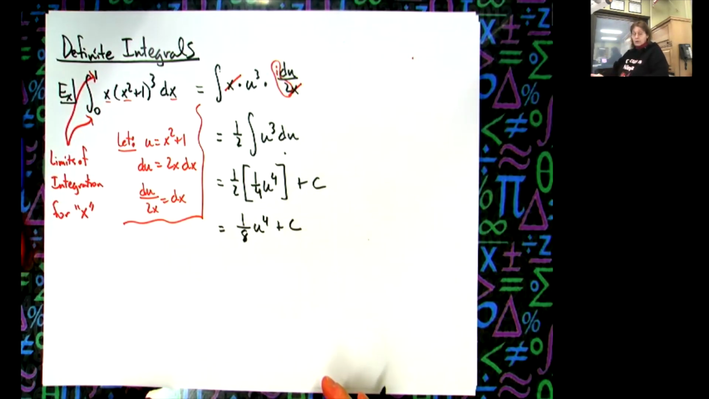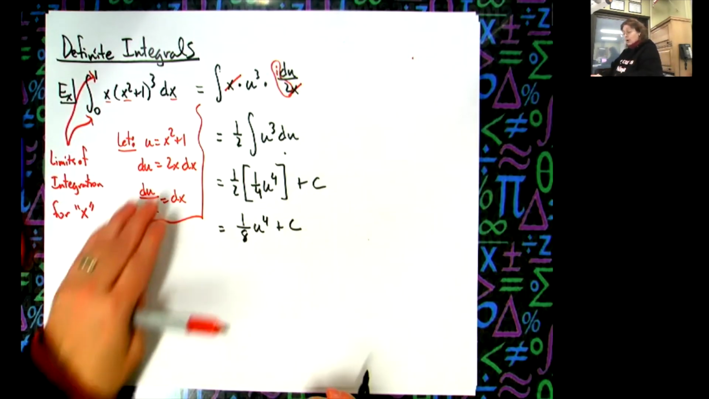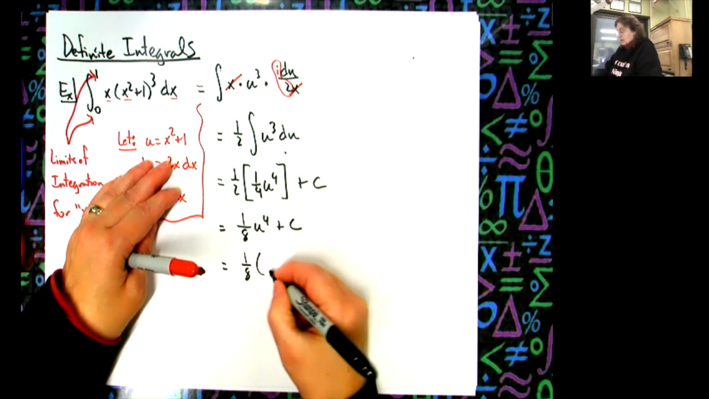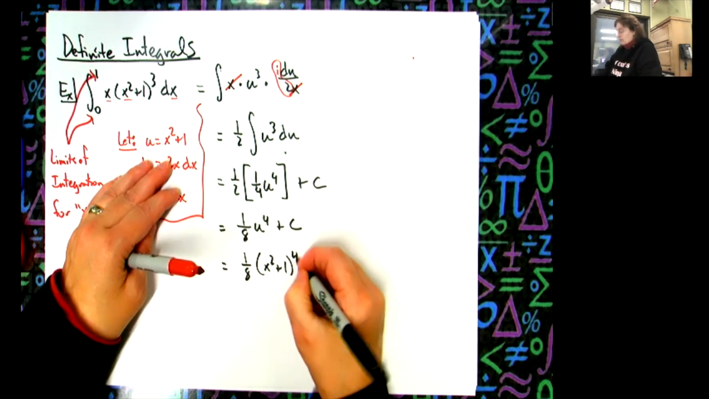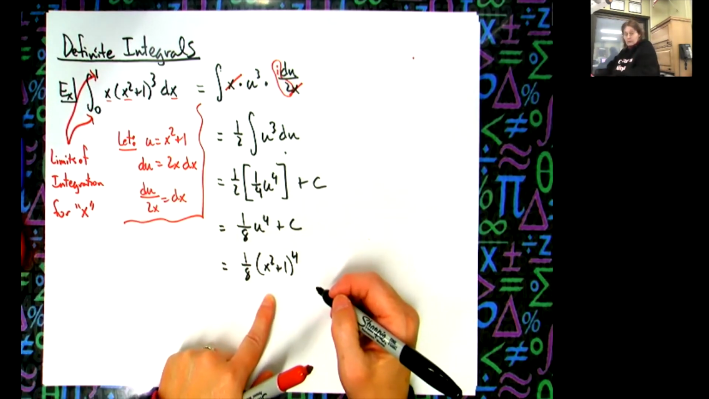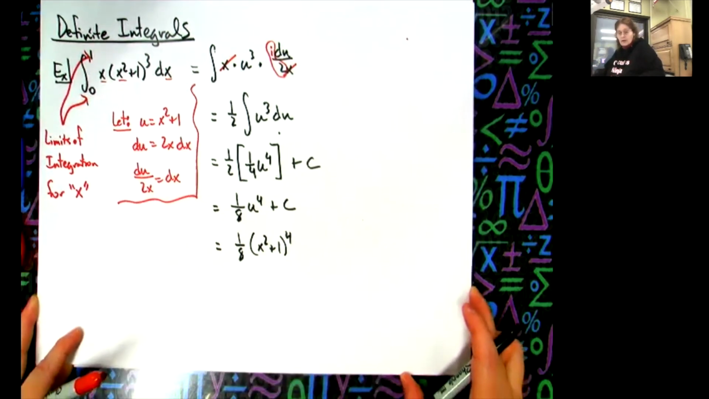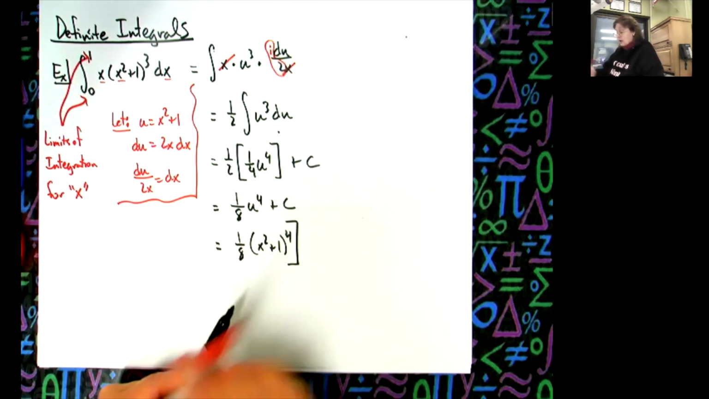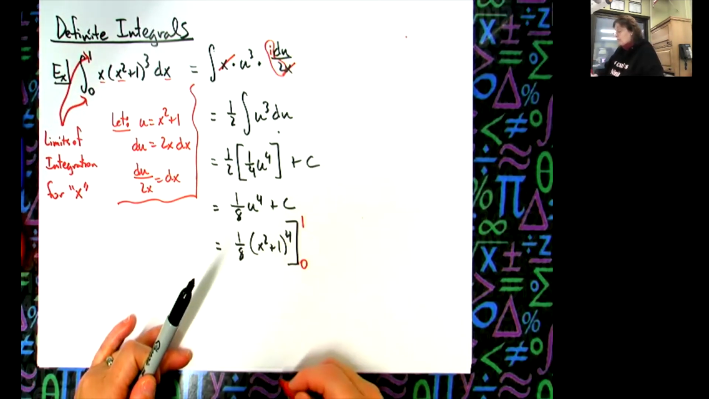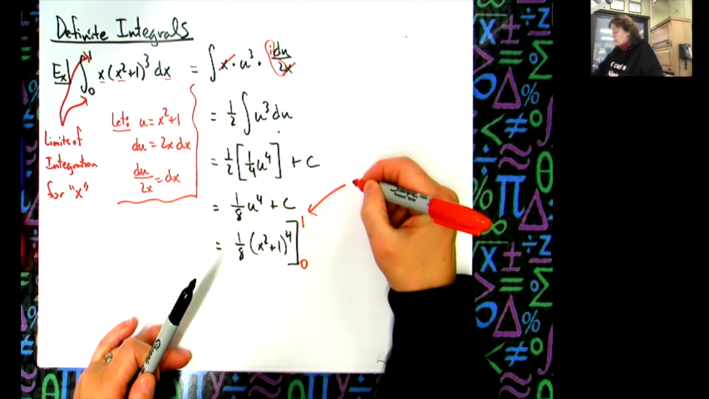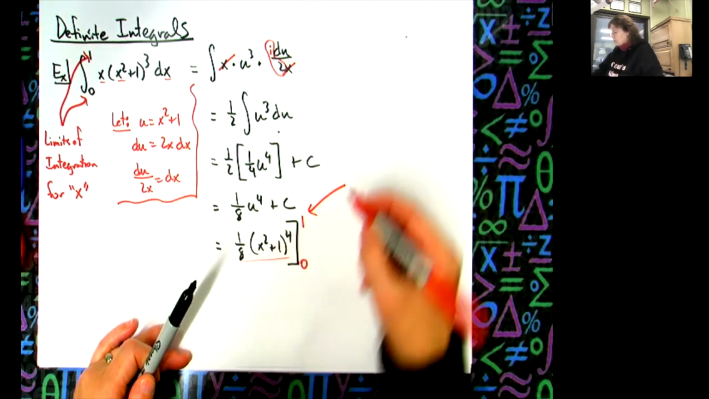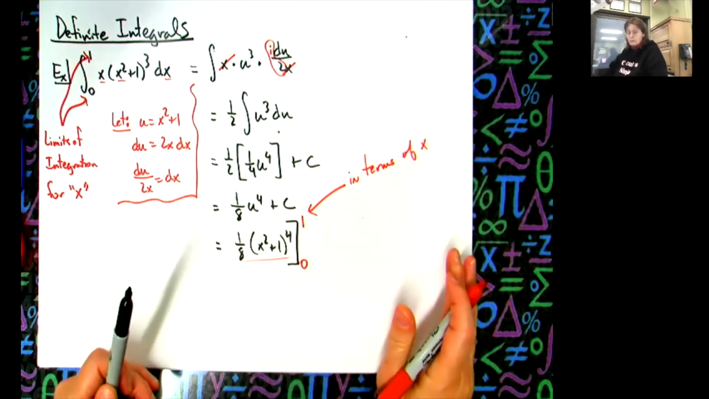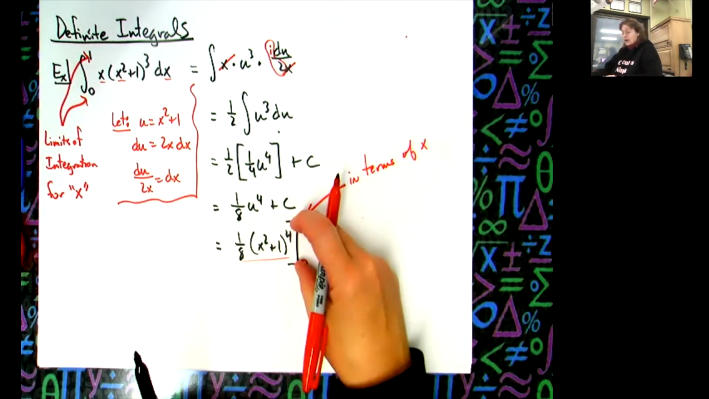I still am in terms of u. Now let's put in our u to put it back in terms of x. So I've got a 1/8 and then an x squared plus 1 to the fourth. Now am I back in terms of x? Yes, I have an answer that I am completely back in terms of x. So now I can add the 0 and 1 back in because I'm now in terms of x. Those limits of integration for x I can add back into the problem.